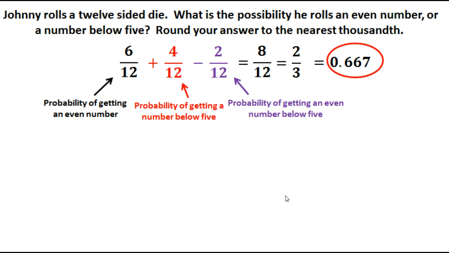The big thing is just to add the two together, because we can either have an even number or a number below 5, and then figure out if there are any duplicates. If there are, then we have to remove those, and that's all this really did.